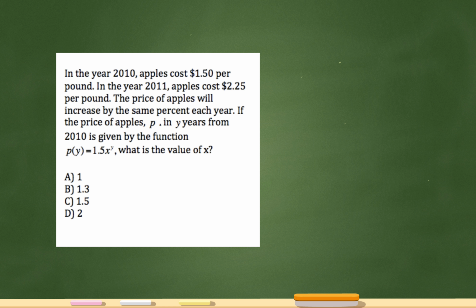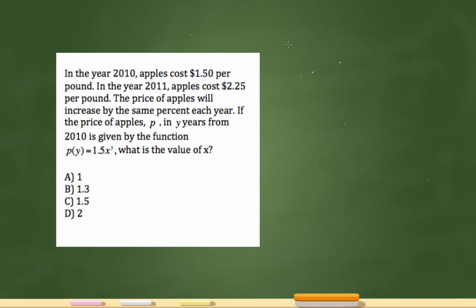A confusing problem. Make sure you take your time and understand what the problem is asking, and understand the main pieces of information. So we know that in the year 2010, apples were $1.50 per pound, but now in the year 2011, the apples are $2.25 per pound. The price of apples will increase by the same percent each year. If the price of apples P, Y years from 2010, is given by this function, what is the value of x?